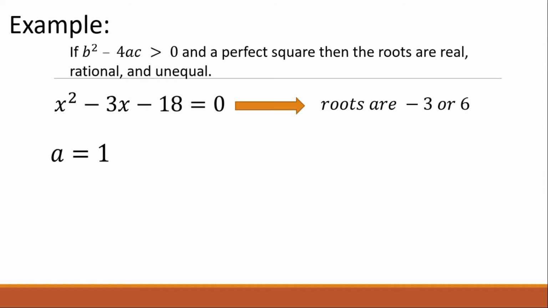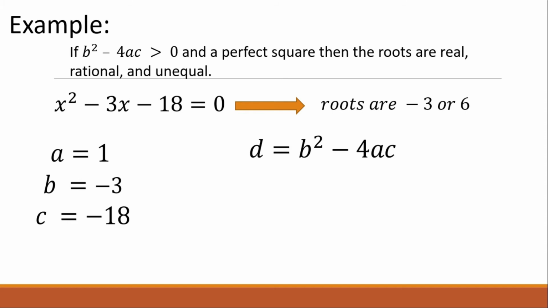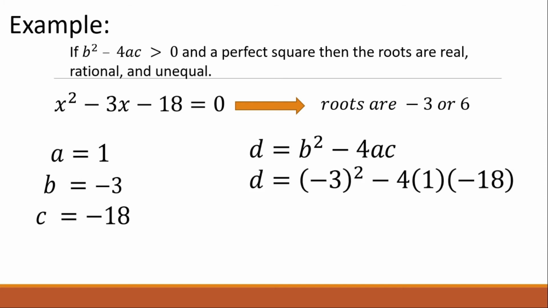Okay, get the a, b, and c. So we will have a is equal to 1, b is equal to negative 3, and c is equal to negative 18. Okay, after you get the a, b, and c, substitute that into our discriminant formula. So we have b squared minus 4ac. So our discriminant is equal kay 81.